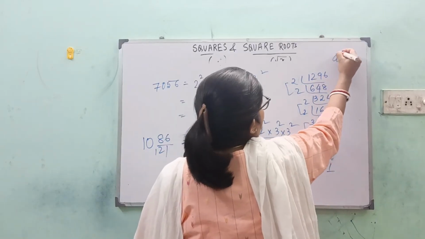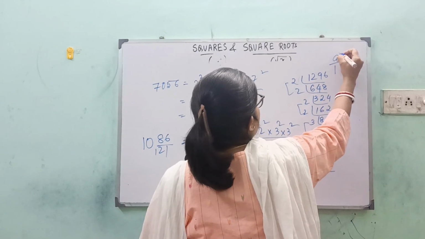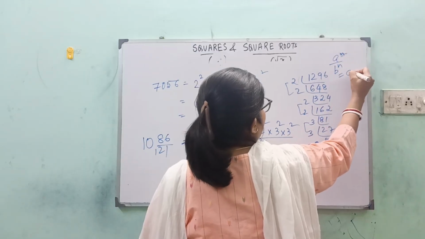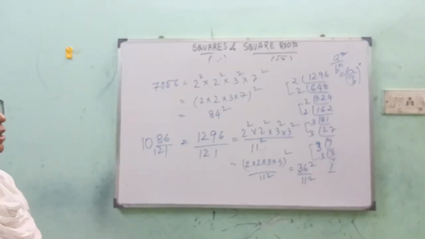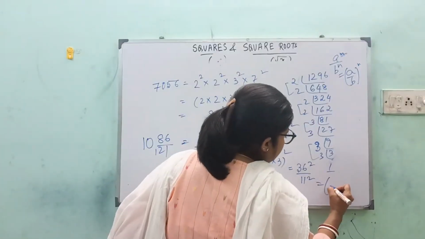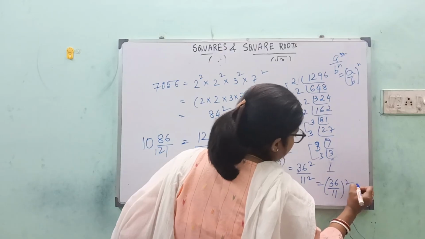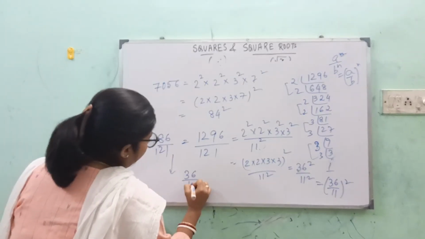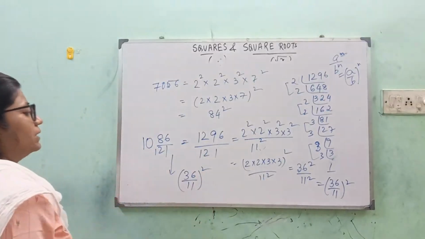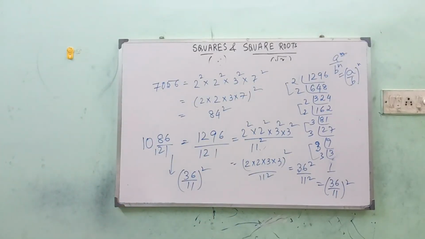So we know already, a to the power n by b to the power n is equal to a by b whole to the power n. If the numerator and the denominator have the same powers, then we can write them together as 36 by 11 whole squared. That means this number is nothing but the square of this fraction, that is 36 by 11. So 1296 by 121 is the square of 36 by 11. Alright, fine.